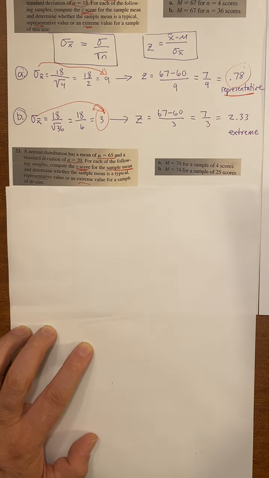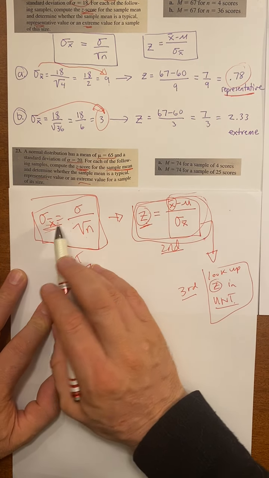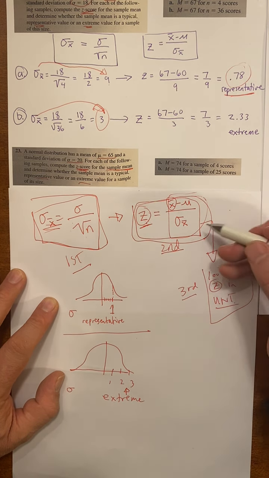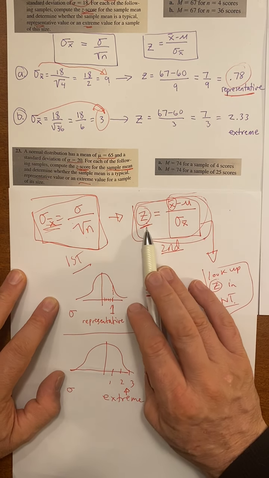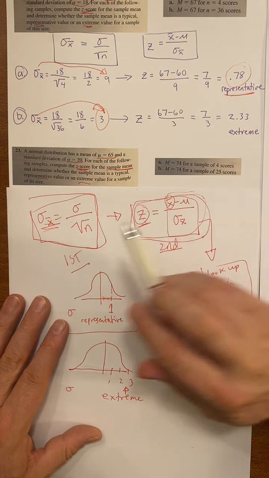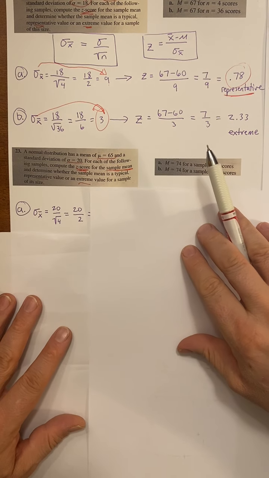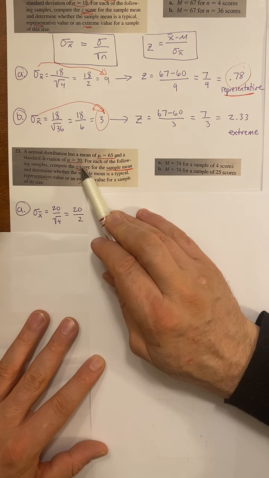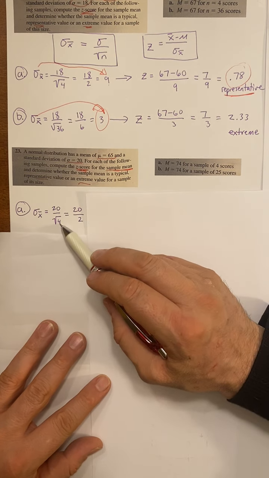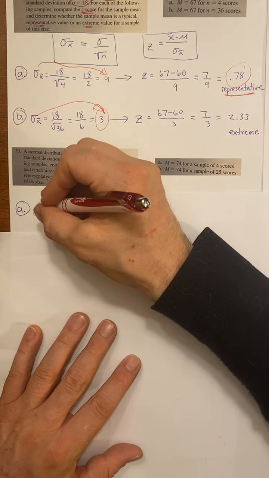So again, we're going to run through the standard error equation, then the z equation. Notice for this, we're not having to do step 3, right? We're able to answer the question based on whatever z it is that we get. Okay, so first, our standard error equation. That is going to be this 20, because of standard deviation, over the square root of 4, because that's our n. That reduces to 20 over 2, which then reduces to 10.